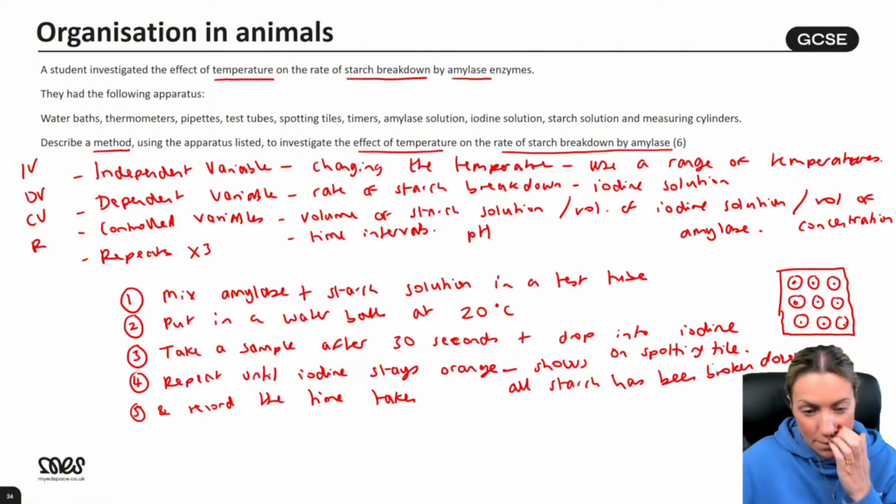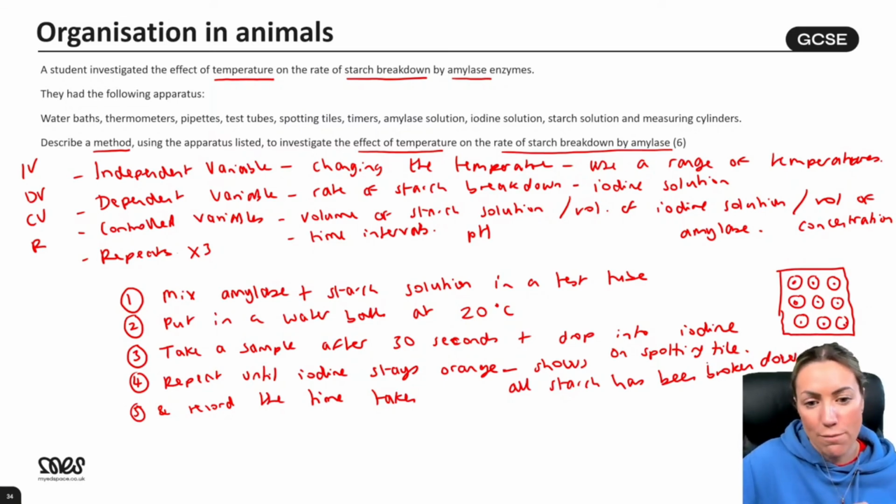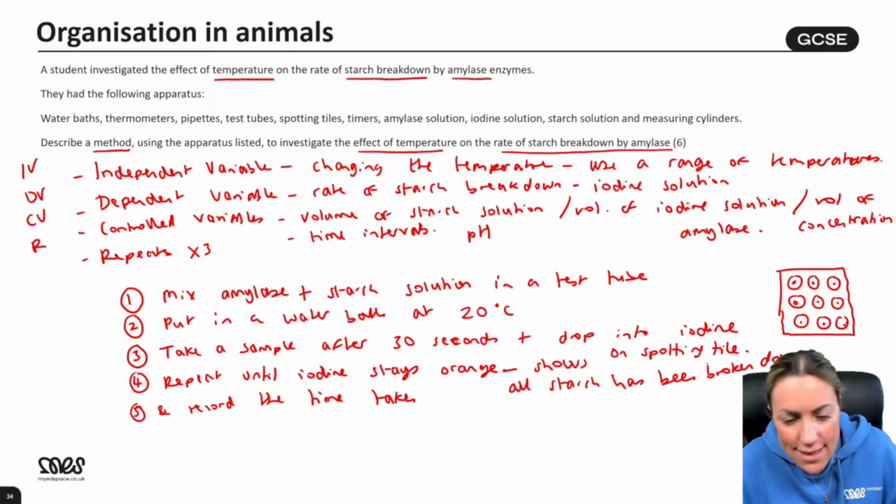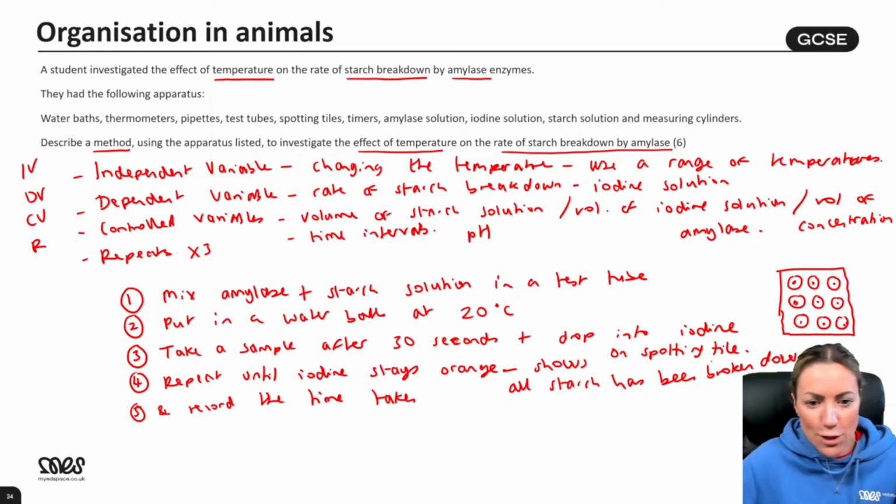Okay? That's it. That's so easy to do. Don't overcomplicate your methods. They're not bothered about volumes. You know, take 10 centimeters cubed of this and 10 centimeters cubed of this and put it in a boiling tube. Like, they're not really bothered. They just want a basic outline. They're more bothered about, have you done your control variables? Are you going to do this at different temperatures? And are you going to say that you're going to repeat it?